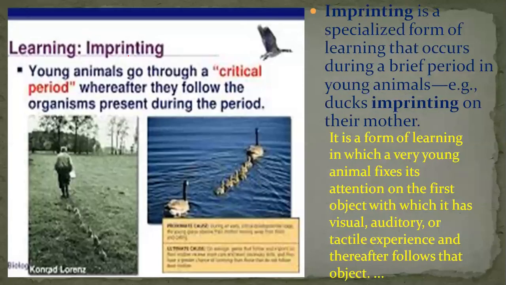Let's talk about the next one, that is imprinting. Imprinting is like chasing the footsteps of others.